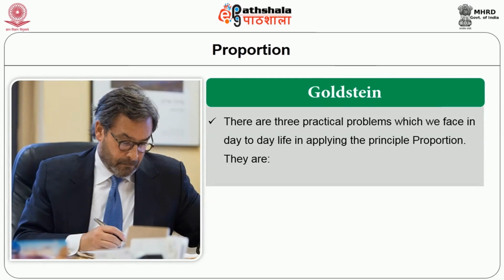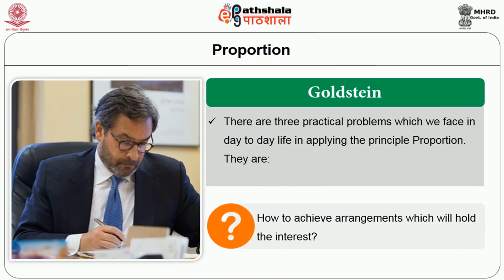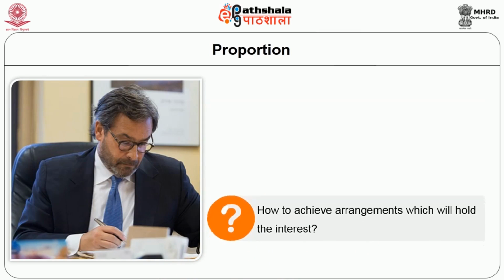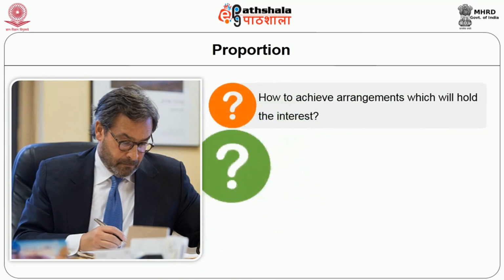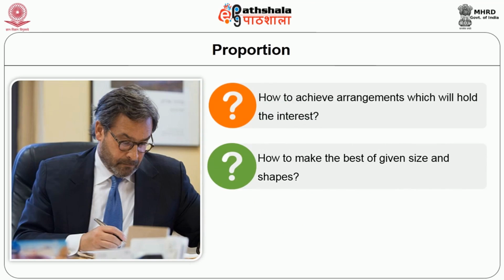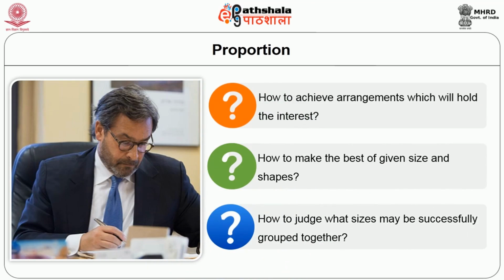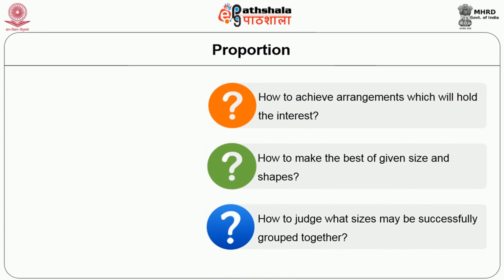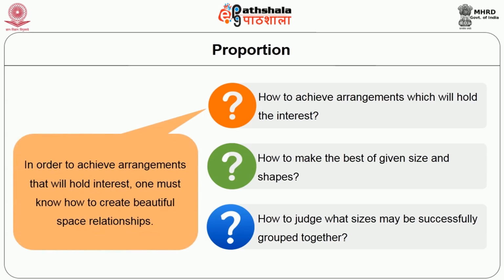Goldstein and Goldstein indicate that there are 3 practical problems which we face in day-to-day life in applying the principle of proportion. They are: how to achieve arrangements which will hold the interest, how to make the best of given sizes and shapes, and how to judge what sizes may be successfully grouped together. The solutions suggested for these problems are: in order to achieve arrangements that will hold interest, one must know how to create beautiful space relationships.